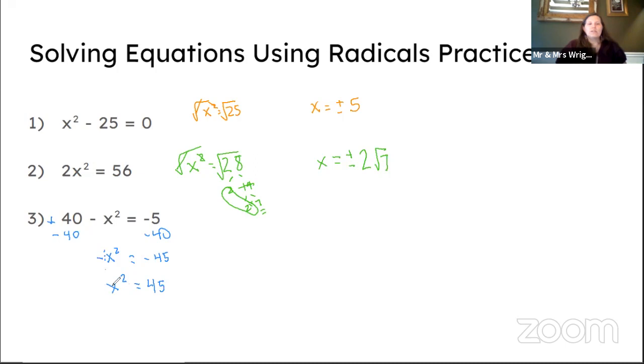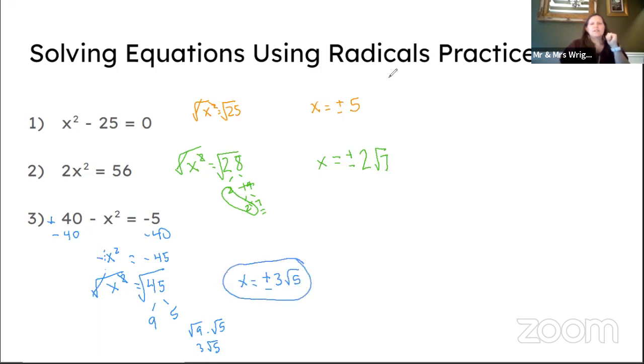All right. Now we need to take the square root of both sides. That means I have a plus or minus answer. Okay, that cancels out, leaving me with an x. Square root of 45. I see a 9 in there. And I know 9 is a perfect square. So I've got a 9 times 5 makes 45. So that's square root 9 times square root 5. So it's 3 square root 5. All right, so x equals plus or minus 3 square root 5. And that's my final answer.